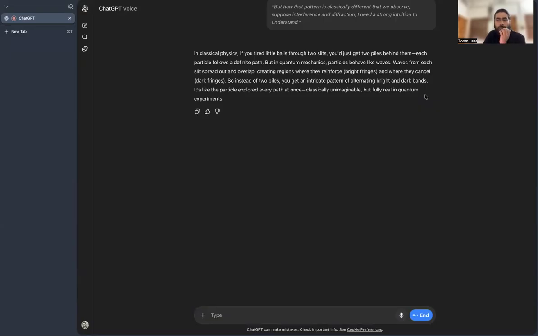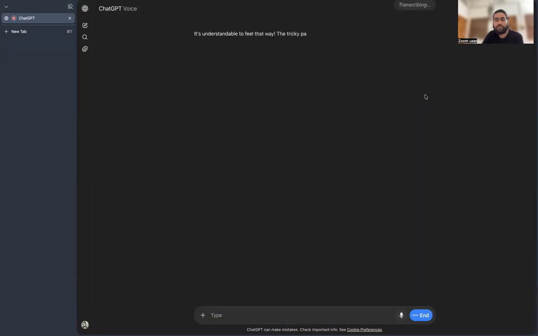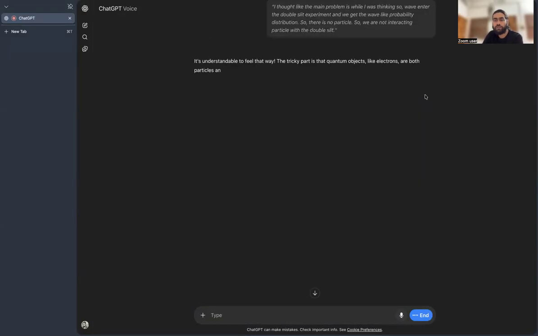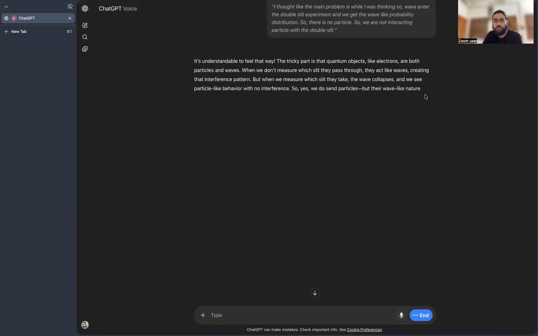The main problem, while I was thinking, is that a wave enters the double slit experiment and we get the wave-like probability distribution. So there is no particle, so we are not interacting a particle with the double slit, right? It's understandable to feel that way. The tricky part is that quantum objects, like electrons, are both particles and waves. When we don't measure which slit they pass through, they act like waves, creating that interference pattern. But when we measure which slit they take, the wave collapses, and we see particle-like behavior with no interference. So, yes, we do send particles, but their wave-like nature is what produces that pattern.